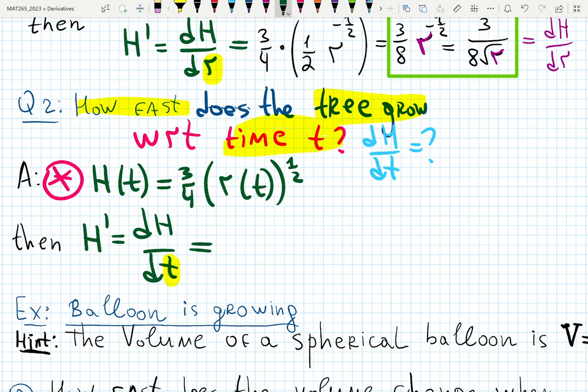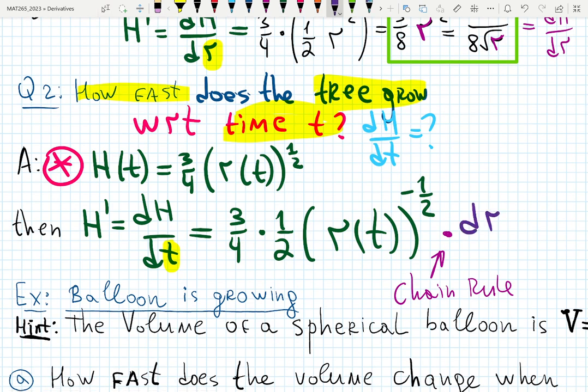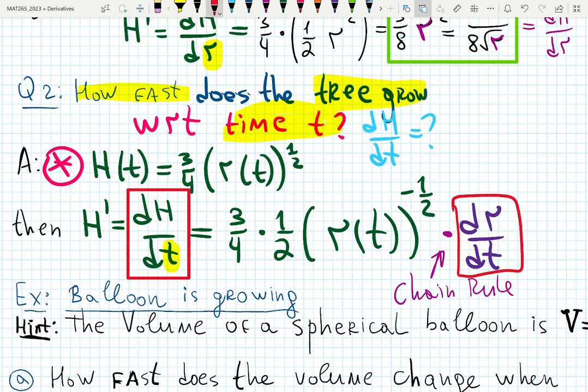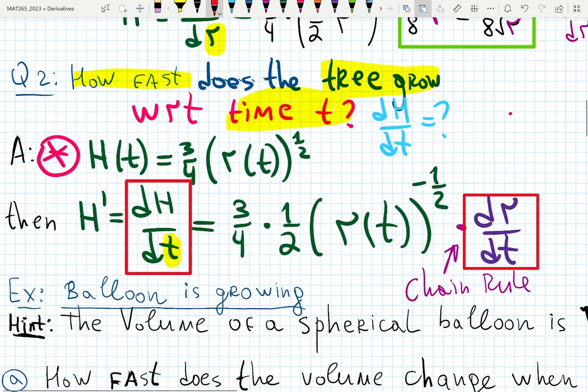That means we're going to differentiate it this way. 3/4 is still there. 1/2 still goes down. r of t still to the negative 1/2. And then chain rule says times, and that is chain rule, times the derivative of the function inside, r prime. And to be consistent with dh notation, we're going to do dr/dt. And I'm going to put in the squares. One rate has another rate in the equation. Those are your related changing rates, like so.